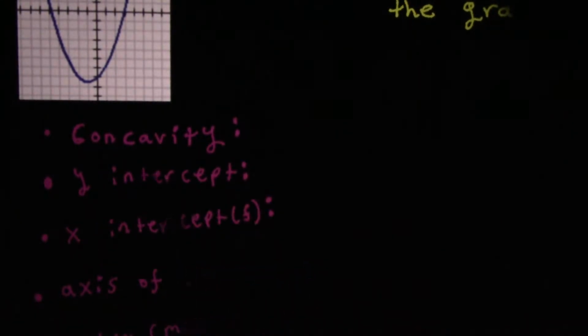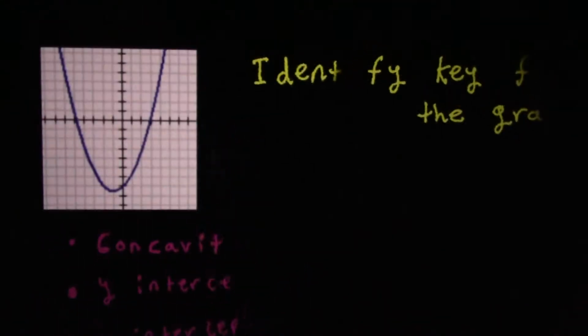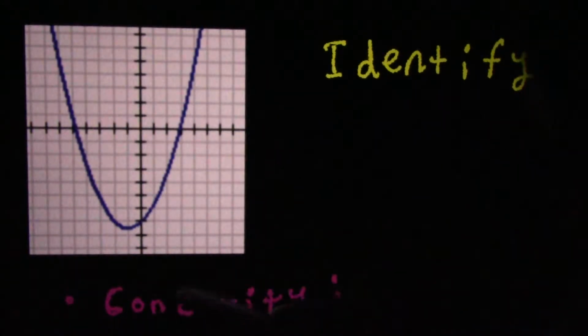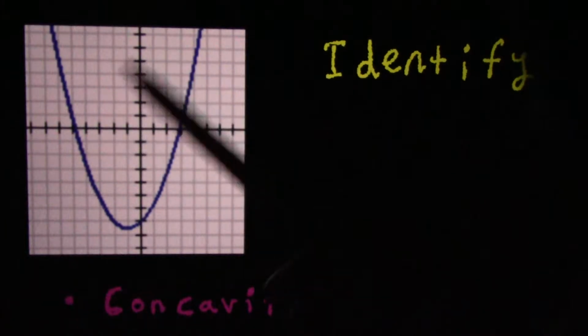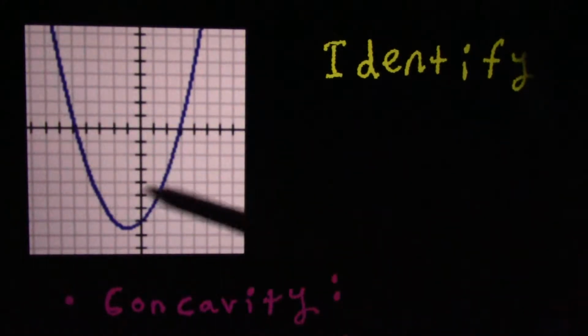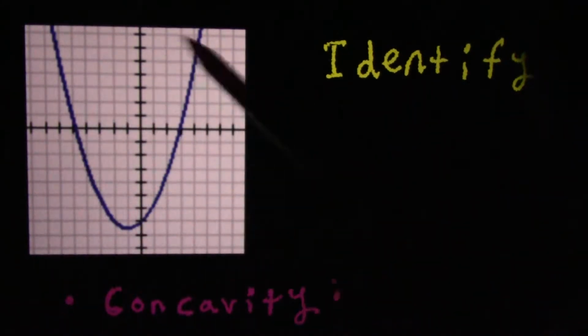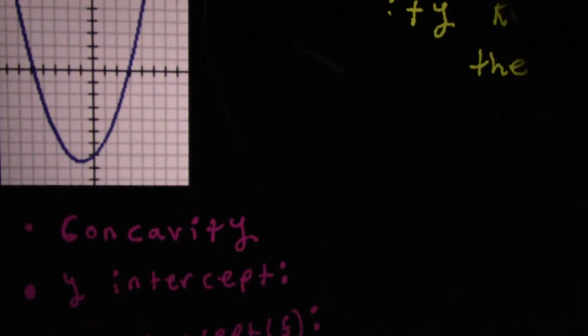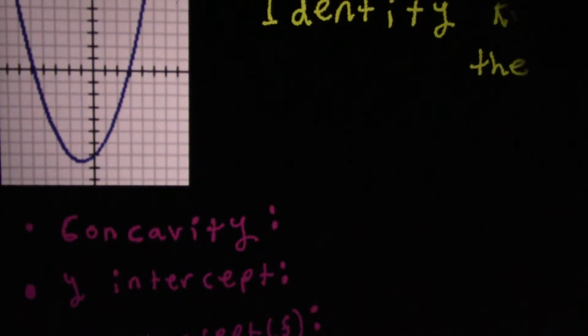So let's begin with concavity. If you remember from class or lecture, concavity basically just is asking if the parabola is facing up or if it's facing down. Here it should be clear to us that the parabola is facing up. So we say for concavity, this is going to be concave up.